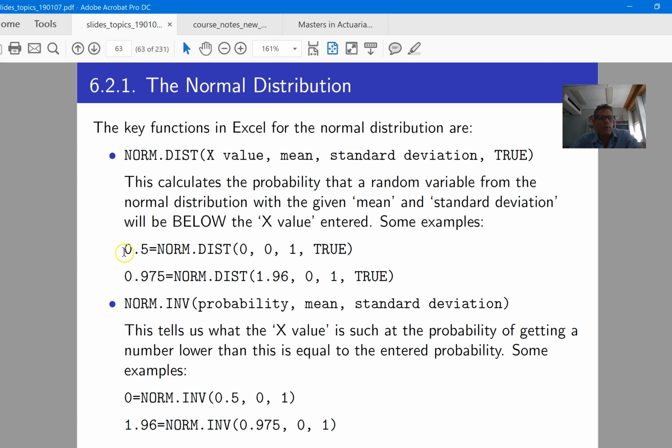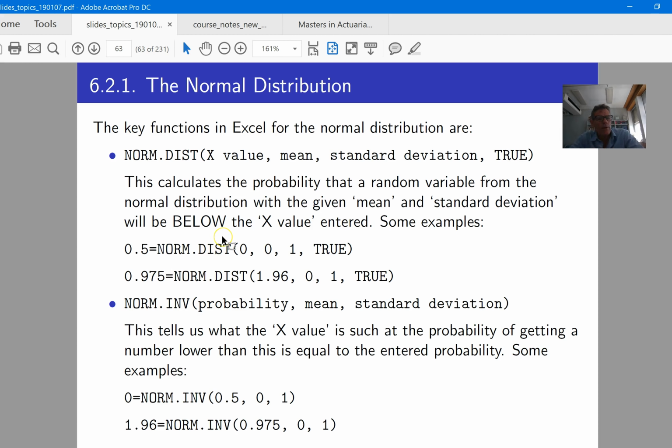So that's what we're doing here with this command called normdist. So for a given normal distribution with a certain mean and standard deviation, what's the probability of getting below the particular x value that I enter? So what's the probability of getting a value below 0 in a standard normal distribution? Answer, 0.5. What's the probability of getting a value below 1.96 in a standard normal distribution? Answer, 0.975. So you can work out the chances, therefore, of getting, for example, a set of share market returns below a certain value.